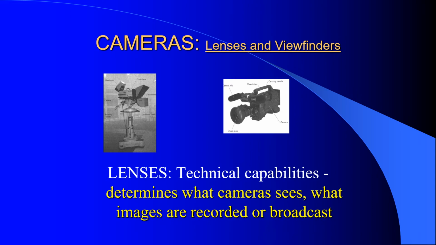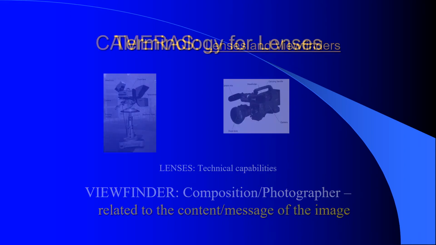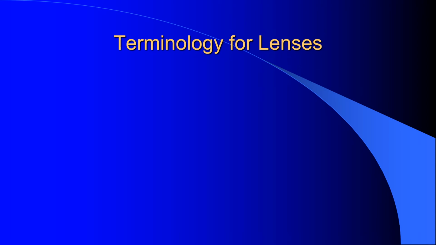The viewfinder, on the other hand, is related to the composition of the image. What kinds of content does the photographer, the camera operator, want to create within the image? What kind of a message does the photographer want to send? So the viewfinder is more related to the composition of the image and the message that's being conveyed. So first thing we need to look at is language, terminology. What sort of language is used related to lenses and their use?